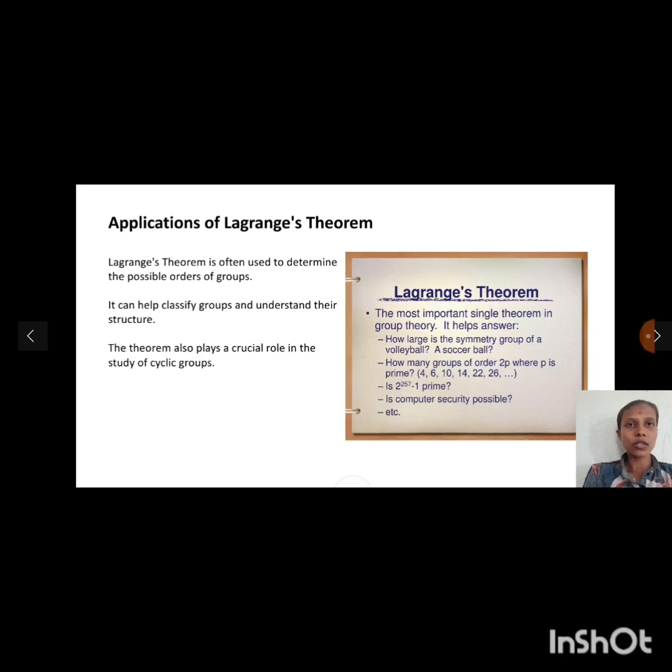Application of Lagrange's theorem. Lagrange's theorem is often used to determine the possible orders of groups. It can help classify groups and understand their structure. The theorem also plays a crucial role in the study of cyclic groups.